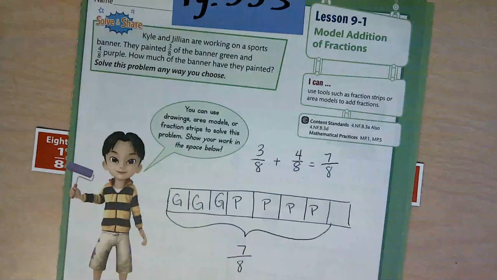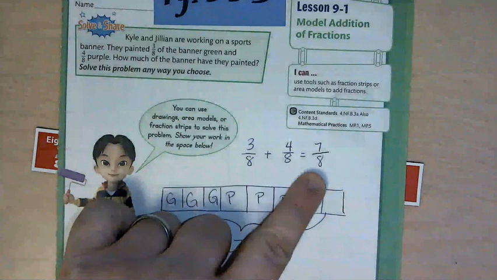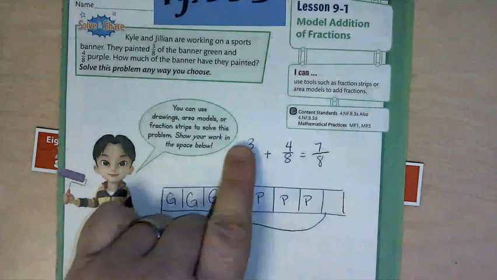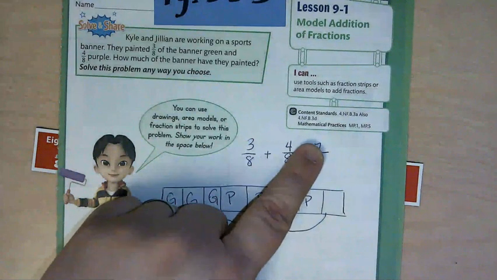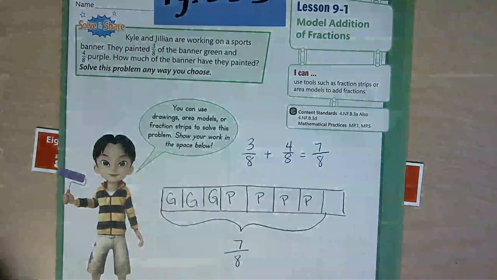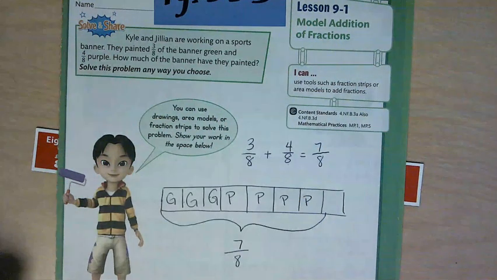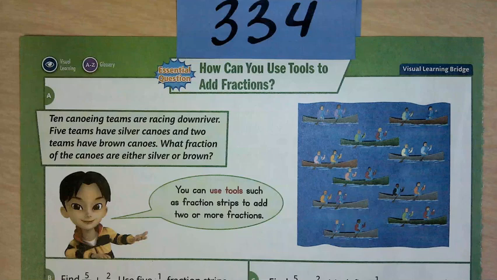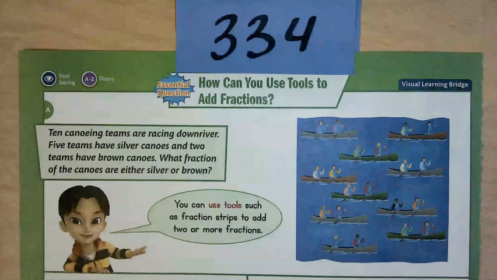So that's what we're working on today, is just adding together. And if the denominators are the same, then it's going to stay the same in our answer, and we can just add our numerators. Let's go ahead and turn to page 334 and look at what that actually looks like. So here we are on page 334. If you're not there yet, pause the video, get there so that way we can go over this.